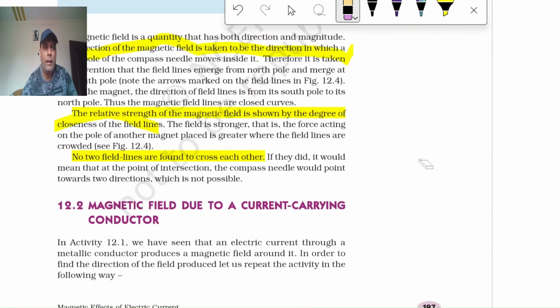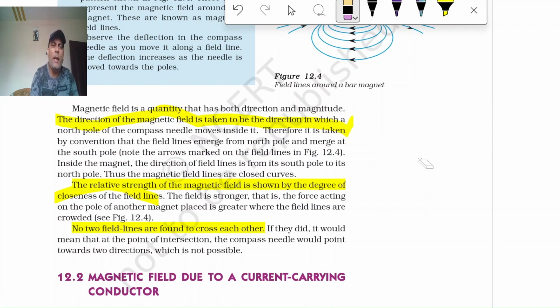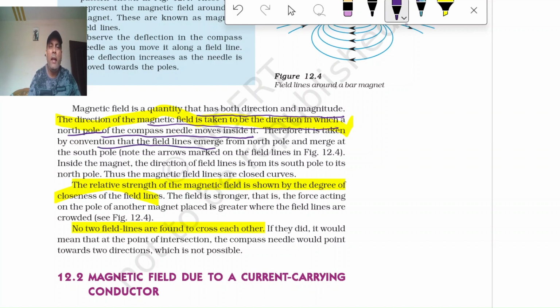Okay, now coming to the next point. The magnetic field is a quantity that has both direction and magnitude. So guys, it's a very important point. The direction of the magnetic field is taken to be the direction in which the north pole of a compass needle moves inside it. So the direction of the magnetic field is the one in which the north pole of the compass needle moves. Therefore, by convention, the field lines emerge from the north pole and merge at the south pole.